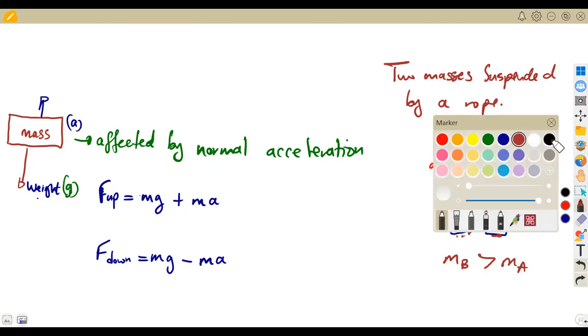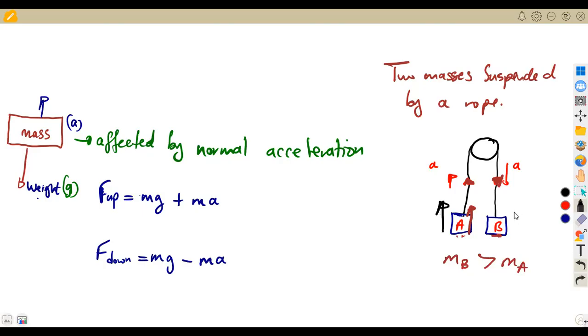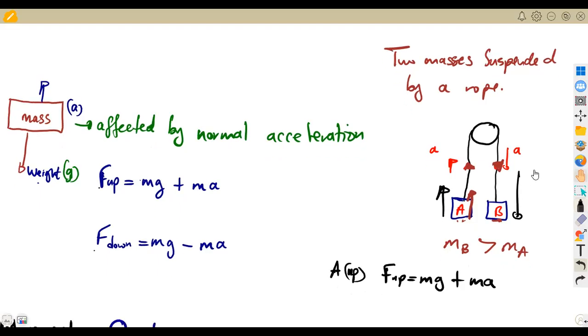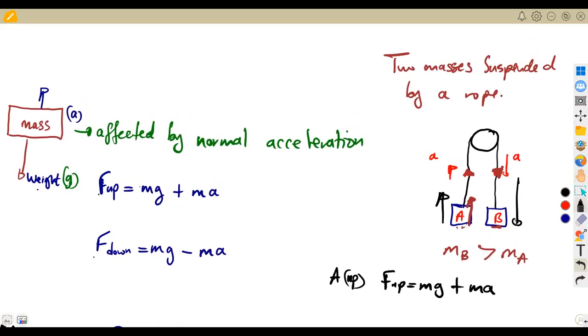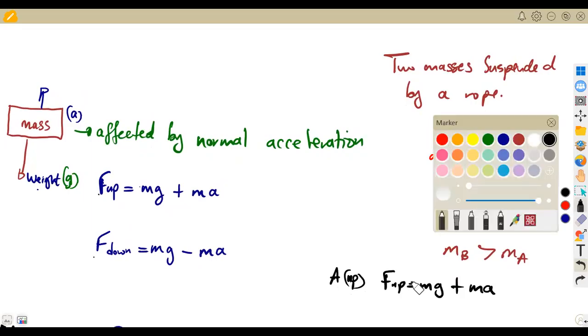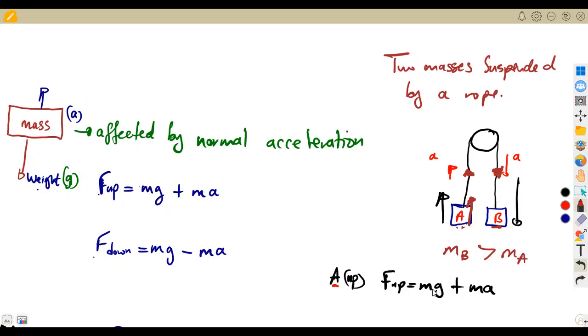But the concept is not going to change, because once we talk about going up and going down, we are going to have the force going up and the force going down. For object A, the one going up in this case, we talk about F up on this side of A, which is mass times gravitational acceleration plus the accelerating force, which is ma. But you must be careful here, because you are talking about the mass affecting object A, the one going up. So this will be the mass of A.